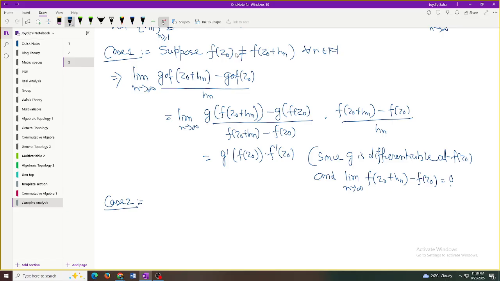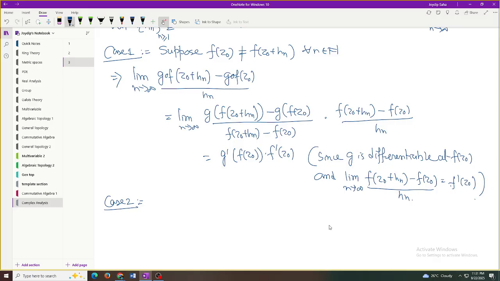Now এটা if কি বলে এফ ড্যাশ জেড নট হবে, যে জিরো লিখেছো। hmm? এই যে লিমিট n টেন্ডস টু ইনফিনিটি, Oh, হুম, okay.